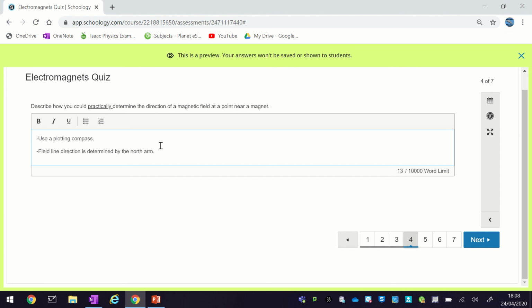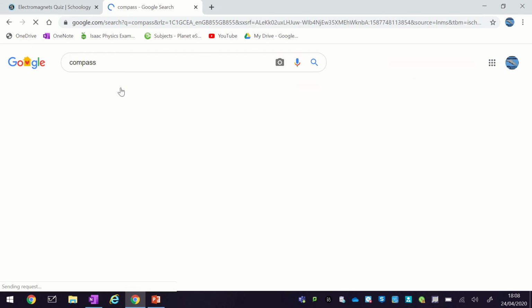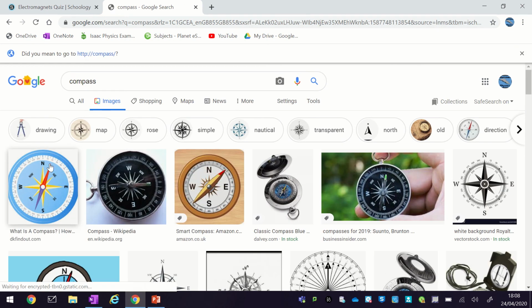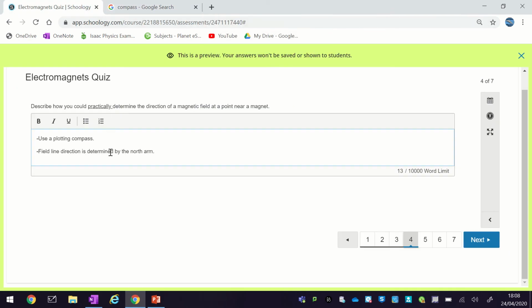And so we need to be specific, because if you know what a compass looks like, so let's actually get one of those up. It's probably going to come up with something horrific. So compasses have two ends. So we need the red one, or the one that points towards north here. That's why we need to be specific here, and actually we need to know which way the north arm is pointing towards. That tells us our field line direction.